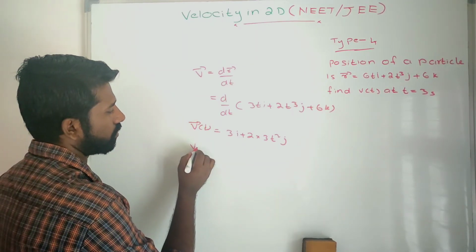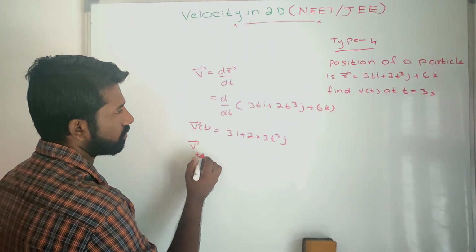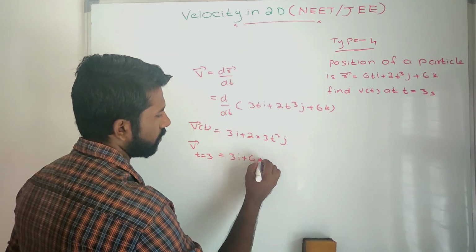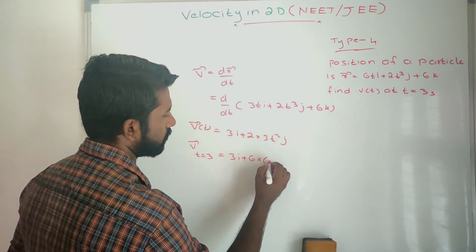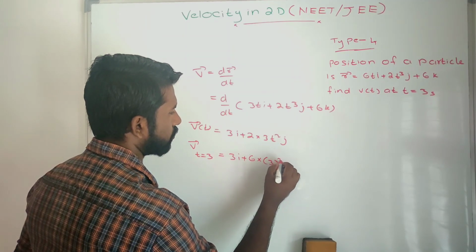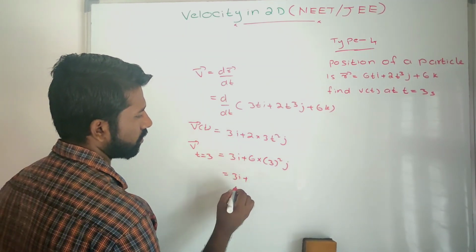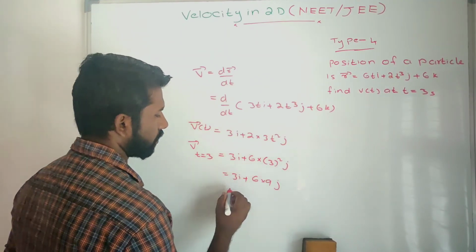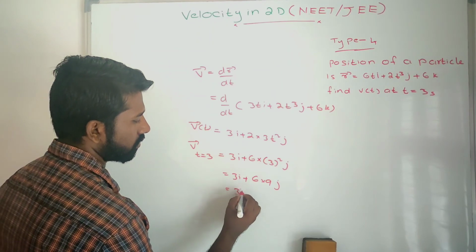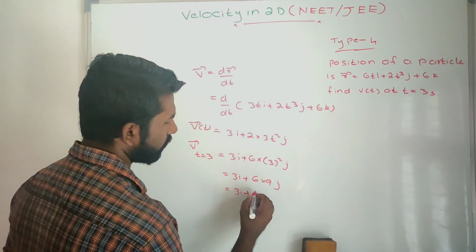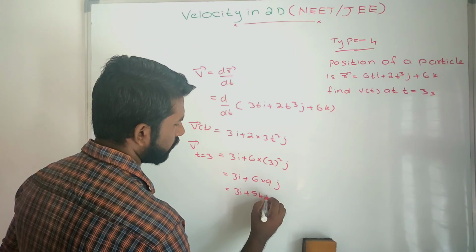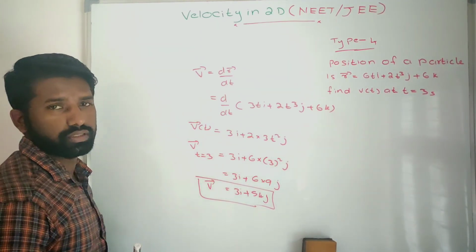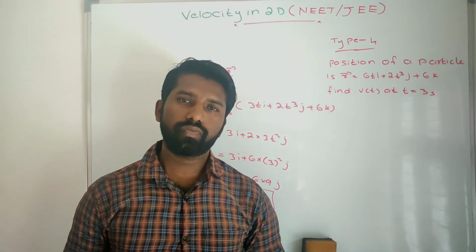We need to find out the velocity at t equal to 3 seconds. Then 3i plus 6 into this t square, that is here 3 square, into j we will get. So 3i plus 6 into 9 j. So that is equal to 3i plus, 6 into 9 is 54, so 54j we will get. This is the velocity at t equal to 3 seconds. Okay, this is about a type 4 problem.